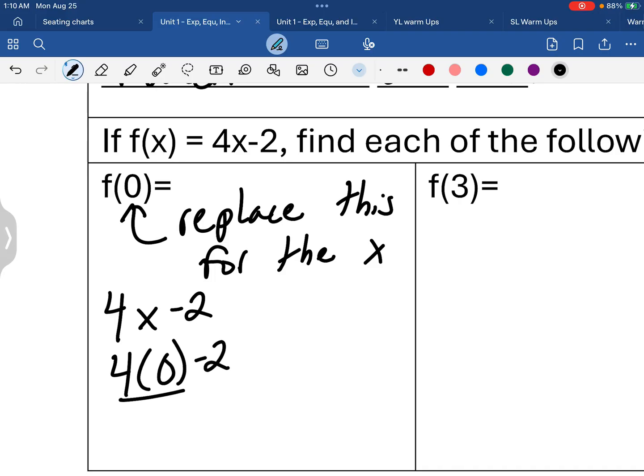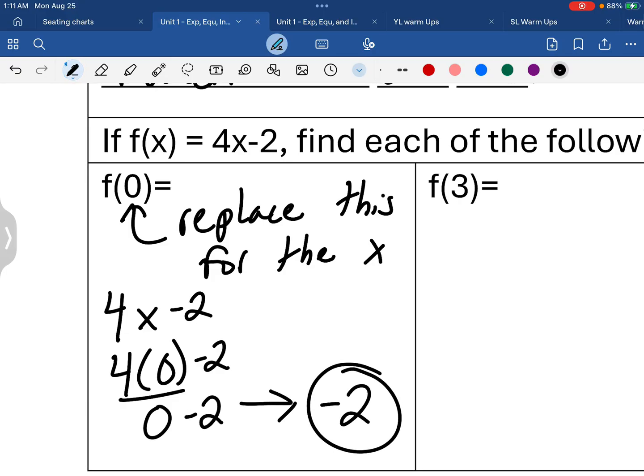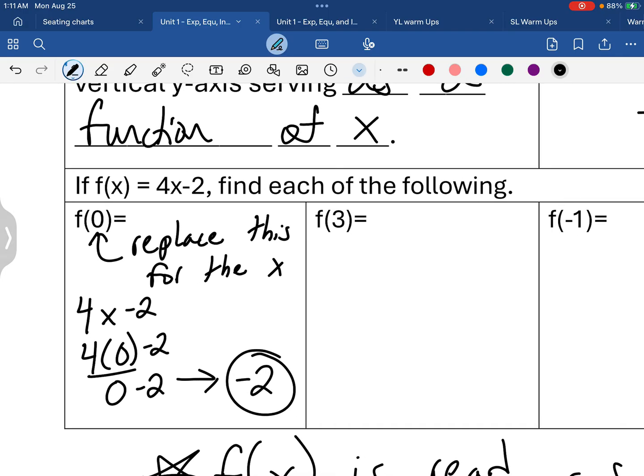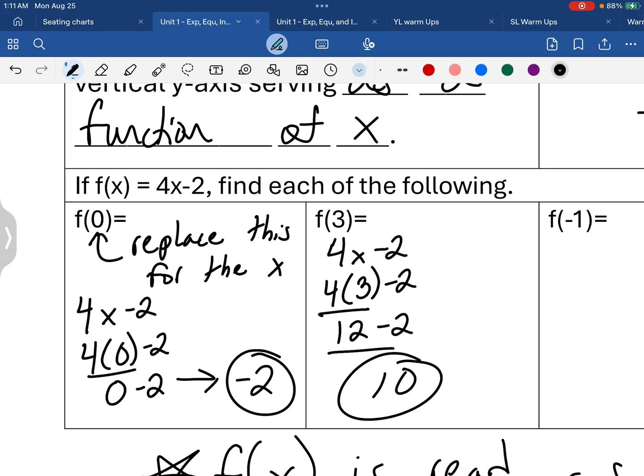Well, 4 times 0 is 0 minus 2. That turns into negative 2. If I do the next one, instead of having 4x minus 2, I'm going to have 4 times 3 minus 2. Well, 4 times 3 is 12. Minus 2 from 12, we end up and get 10.